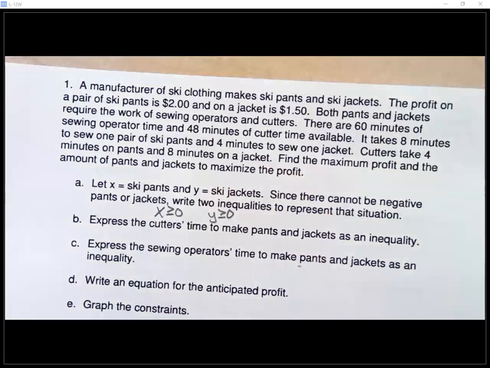The next one says, express the cutter's time to make pants and jackets as an inequality. So let's go back and read about the cutters. So let's see. All right.